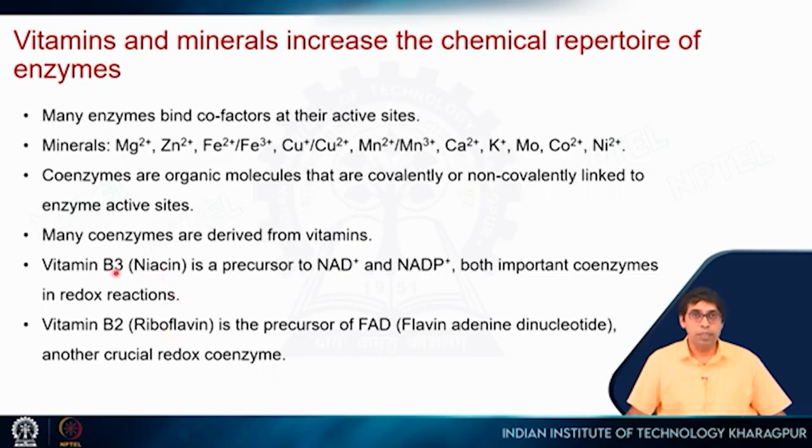One is vitamin B3, which is a precursor for NAD plus or NADP plus, which are coenzymes used in different oxidation reduction reactions. Similarly, vitamin B2 or riboflavin is the precursor of FAD, flavin adenine dinucleotide, which is also important in many enzymes that catalyze oxidation reduction reactions. I will talk about vitamins and these coenzymes in more detail when I talk about metabolism in week 6.